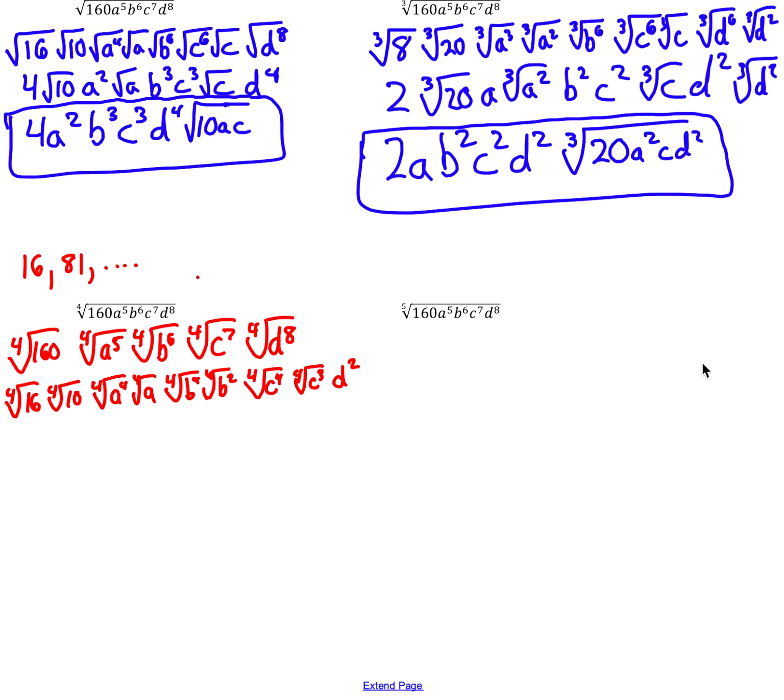So now we would simplify each fourth root that we can. The fourth root of 16 is 2. The fourth root of 10 stays the fourth root of 10. The fourth root of a to the fourth would be a. Fourth root of a, b. Fourth root of b. Fourth root of b squared times c. Fourth root of c to the third.